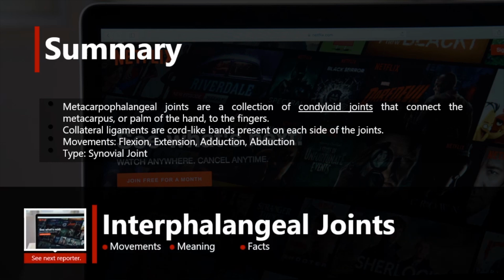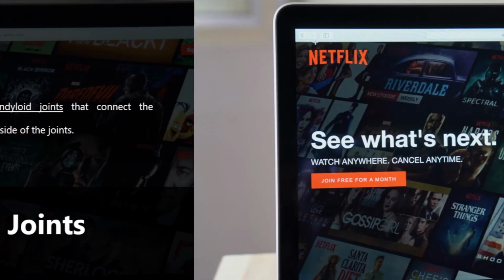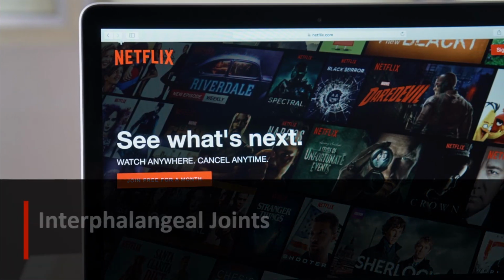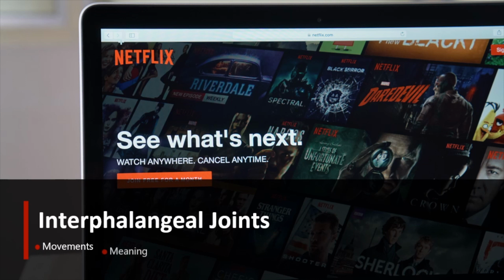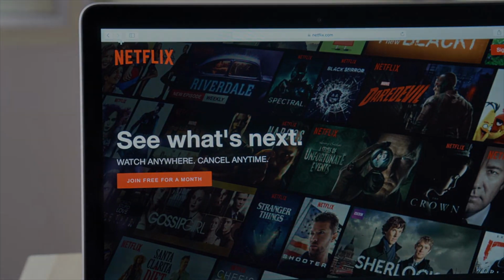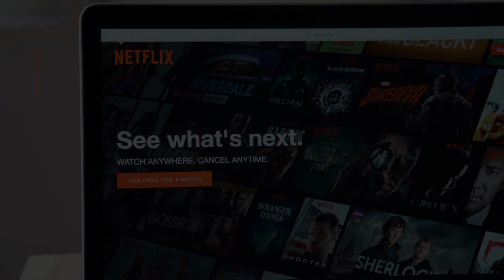Next, we have interphalangeal joints, movements, meaning, and facts. After learning about the metacarpophalangeal joints, let's move on to the interphalangeal joints. We have the movements, the meaning, and the facts. Starting to lose my voice, so please bear with me.